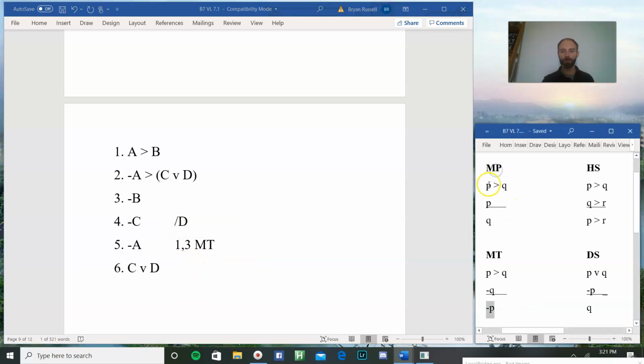MP tells us if we have a horseshoe, and if we on another line have everything before a horseshoe, we can get everything that comes after the horseshoe. So here we have a horseshoe. Here we have everything that comes before the horseshoe, so we can get everything that comes after the horseshoe. So that was 2, 5, MP.